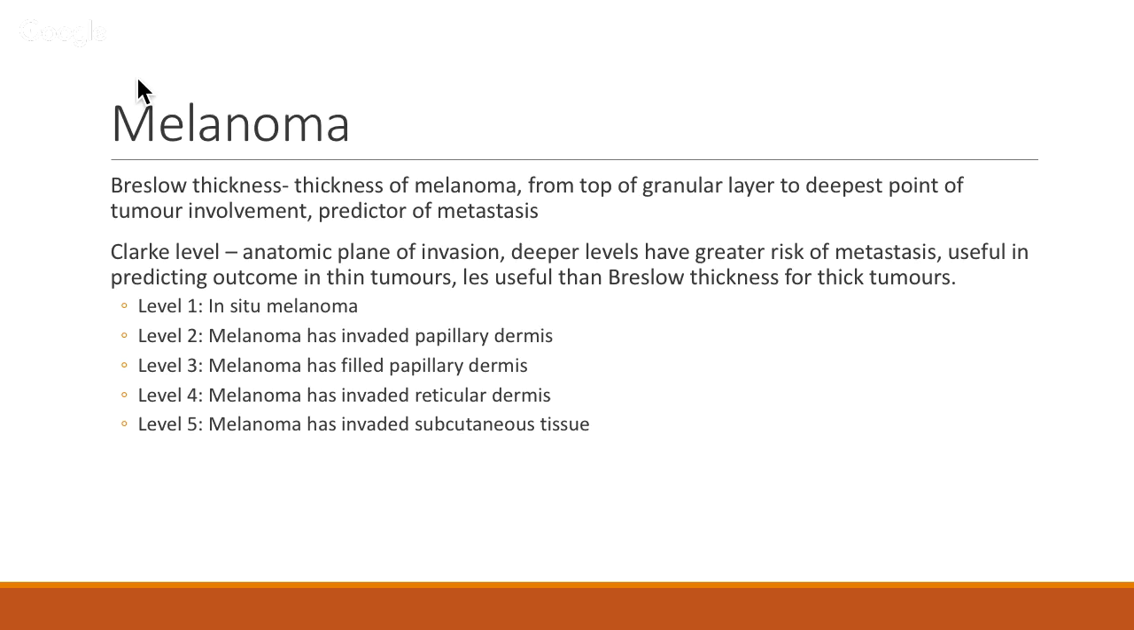So the most important thing about melanoma, I guess, in regards to prognosis would be the thickness. So Breslow's thickness is used for that classification. Clark level is more associated with how far it's invaded into the skin, how deep it's invaded, which layer it goes into. And in terms of predicting tumours, generally they say Clark level is useful for thin tumours, but Breslow is better for thicker tumours.